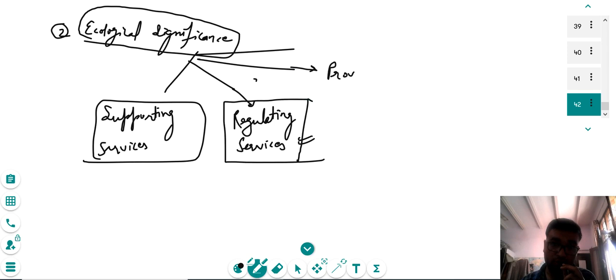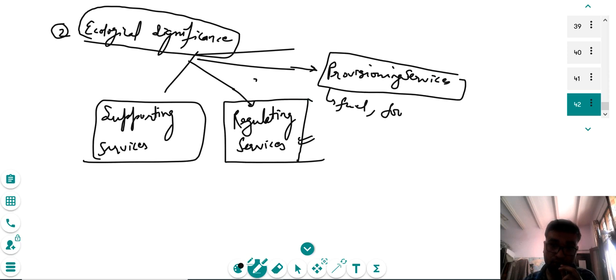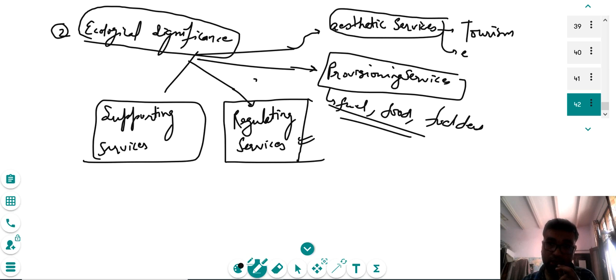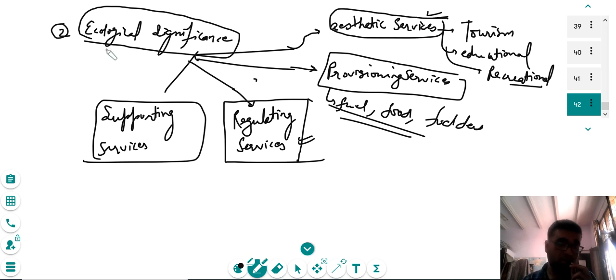Then we can also write about the provisioning services which the forest resources provide, like fuel, food, fodder for the animals. All these we can write in the provisioning services. And the last one is the aesthetic services, for example, the cultural services, tourism, educational, recreational services. We can write all these in the aesthetic services, right? So this is the second, after economic, the ecological significance of the forest resources. So this is the first part, that is the significance of the forest resources, right?